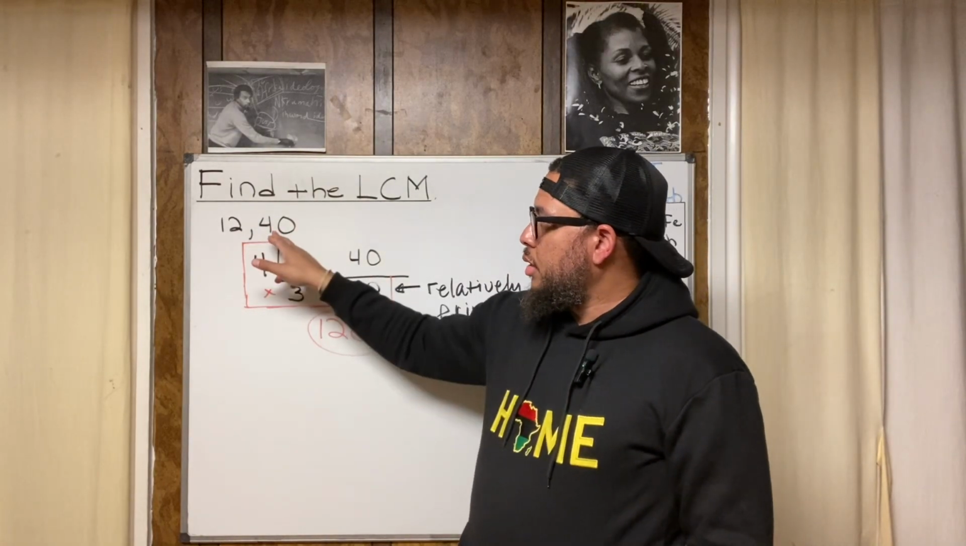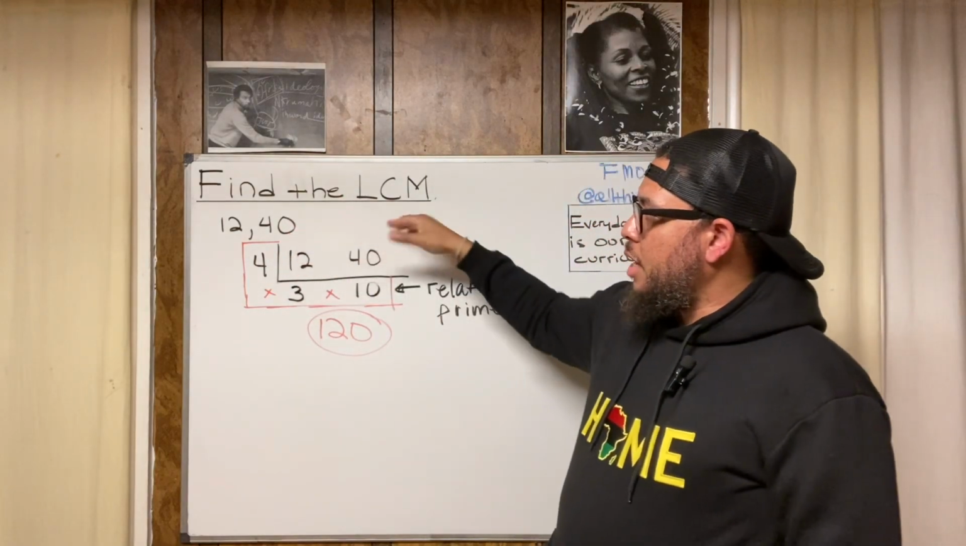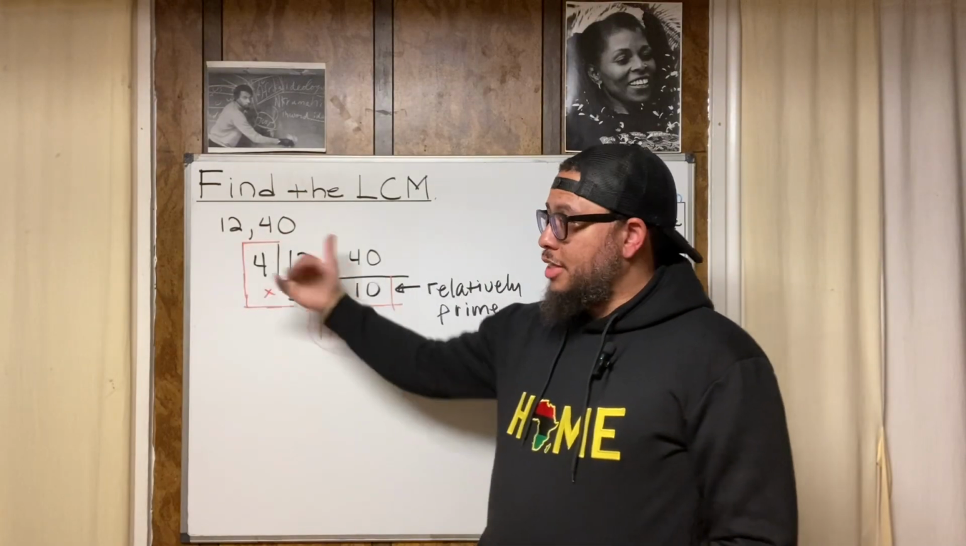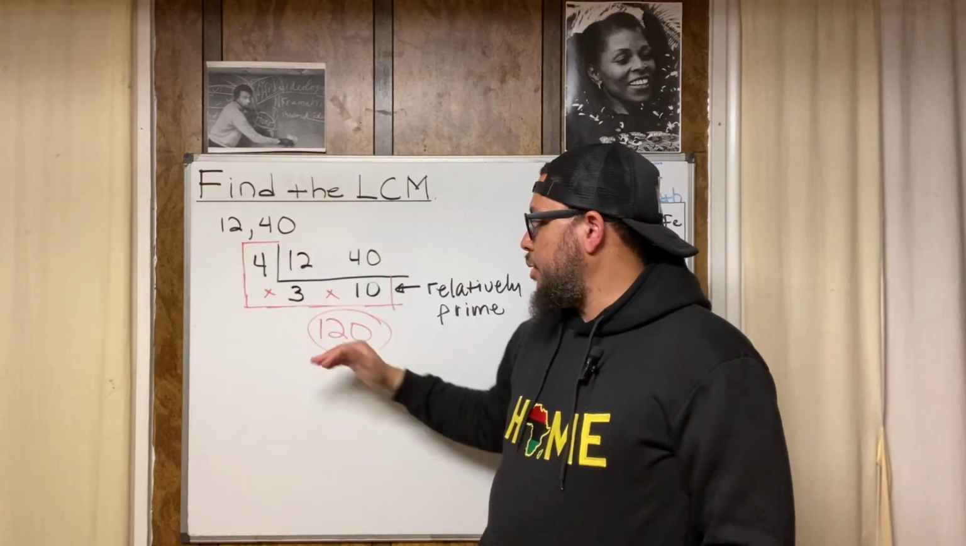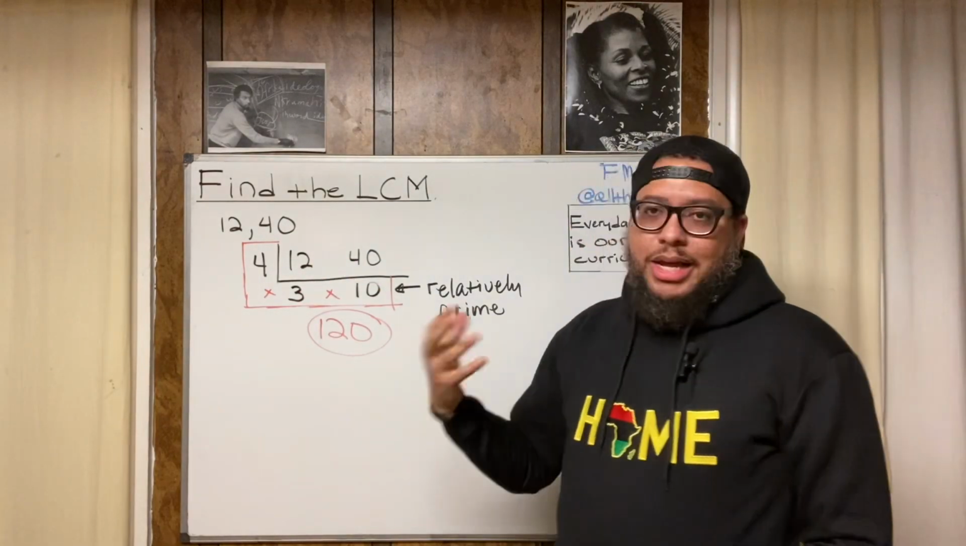Now the 40 doesn't have to go as far. 40 has to go 3 times as far from where it is, and 12 has to go 10 times as far. So the 12 becomes 120 and the 40 becomes 120 also. All right. So that's what an LCM is.